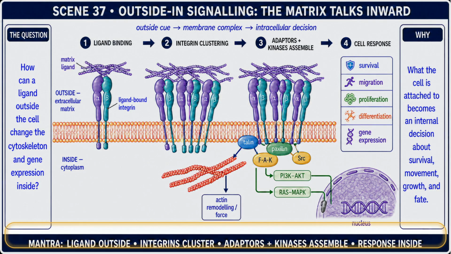The important logic is the direction. Ligand outside, integrin clustering at the membrane, adapters and kinases inside, then a cellular decision. What the cell is attached to becomes information the cell can act upon.